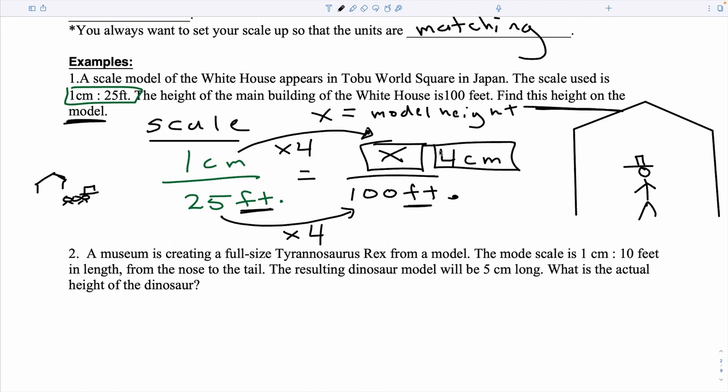Has anybody been to Japan? No. Did you go to Tobu World Square? No, I'm not talking about that. Oh, okay. Question.